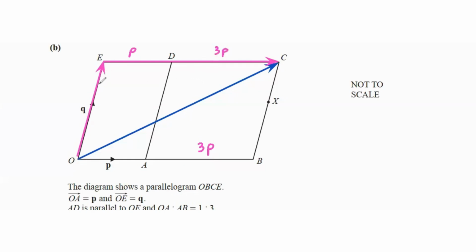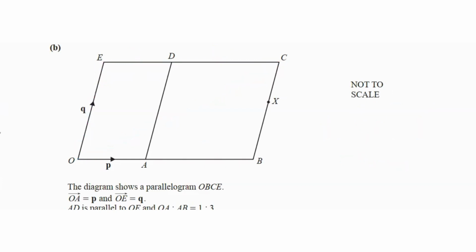So OC is going to be Q plus P plus 3P. We went from OE to ED to DC. OE plus ED plus DC. So that's Q plus 4P. That is your vector OC.